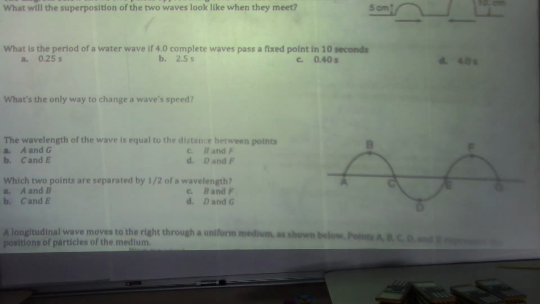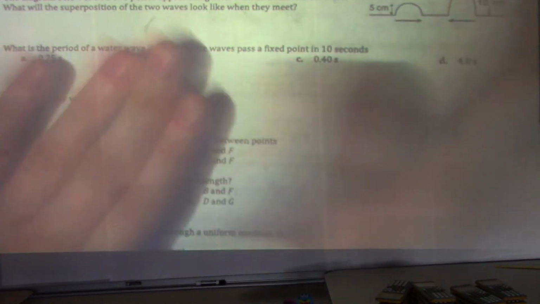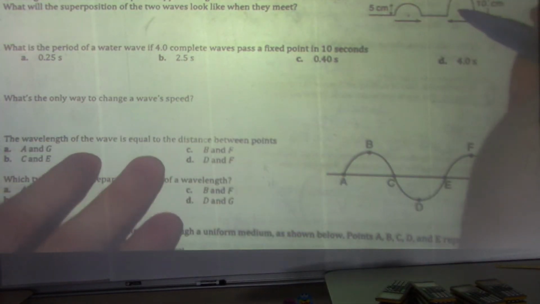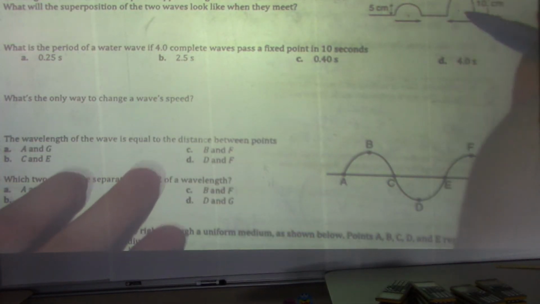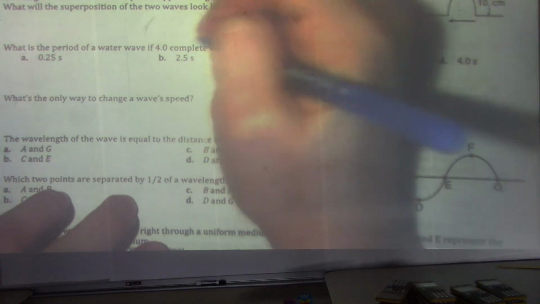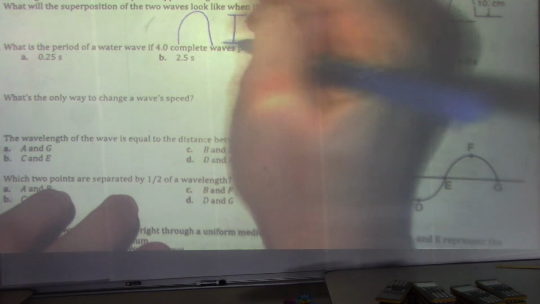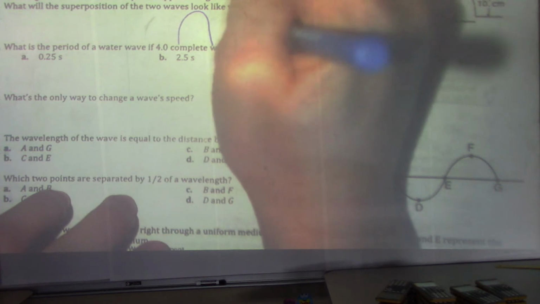The diagram below shows two pulses. What is the superposition when they meet? These are both positive displacements, so that's going to be constructive interference when they meet. It will be like this, but it will be a height of 15 centimeters, because when they meet, they're going to add up amplitudes.